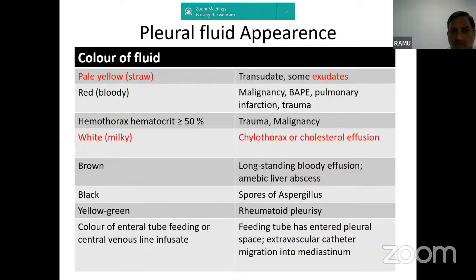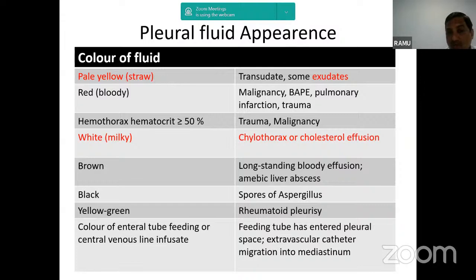By the appearance of the pleural fluid, like pale yellow, after aspiration, by seeing it only we can differentiate whether it is exudate or transudate. Most pale yellow straw-colored fluid is transudate, and only some will be exudate. Coming to red, like bloody, we should always think of malignancy, benign asbestosis pleural effusion, pulmonary infarcts, and trauma.